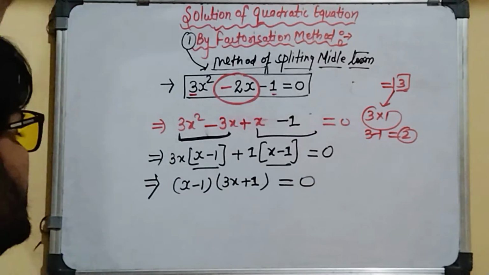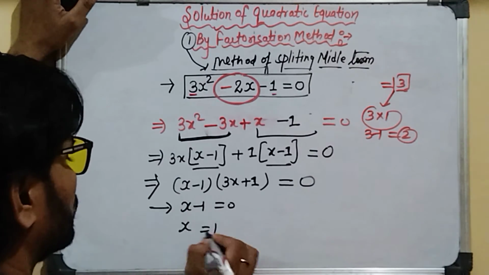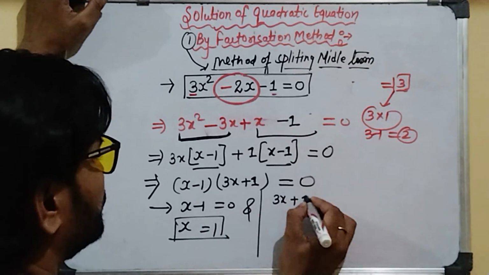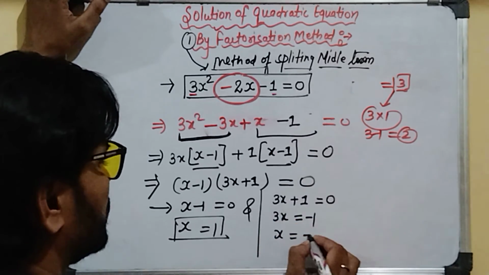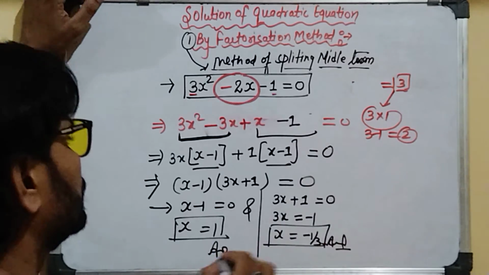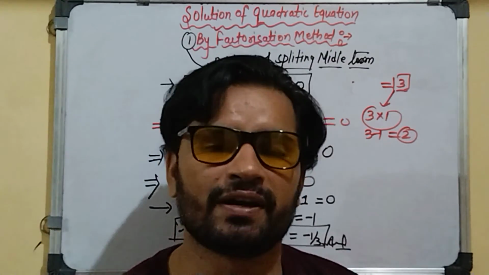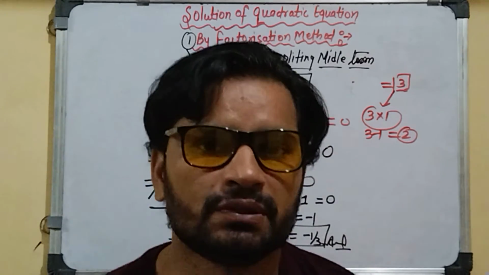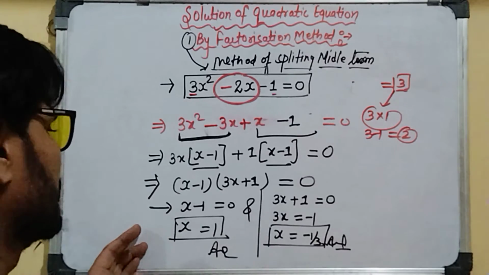Okay, is it clear? Now first of all we take x minus 1 is equal to 0, x is equal to 1, and also 3x plus 1 is equal to 0, 3x is equal to minus 1, then x will be equal to minus 1 upon 3. So we have two answers, two solutions. For any quadratic equation we can obtain at most two roots, sometimes one root, but at most two roots.